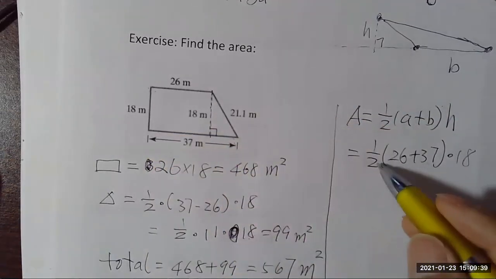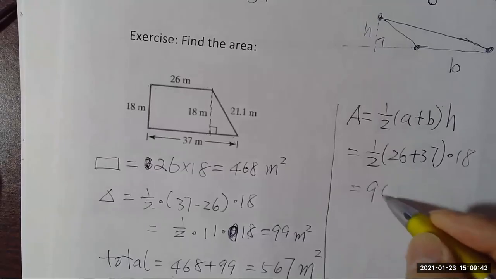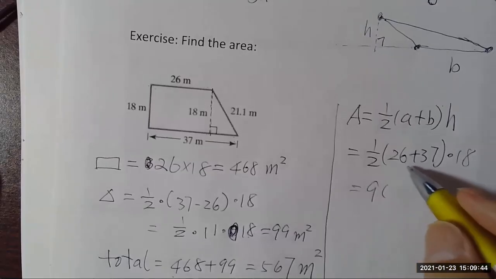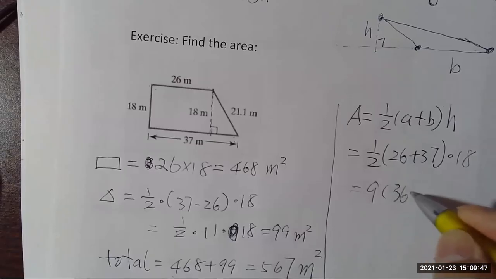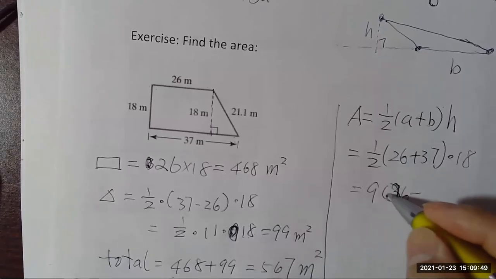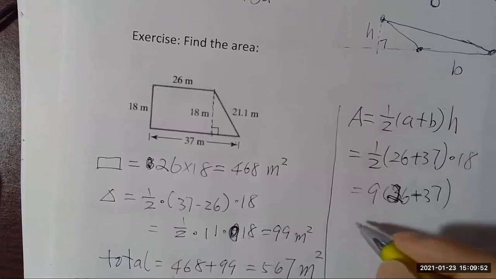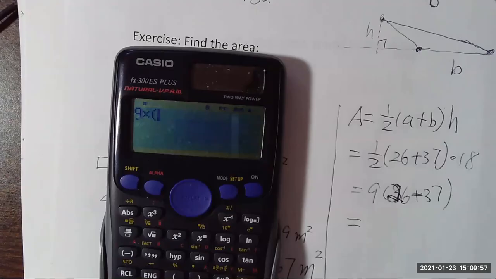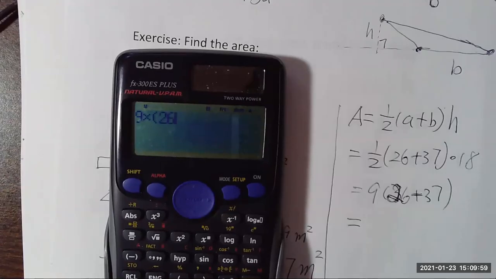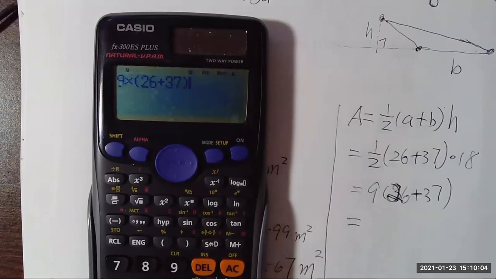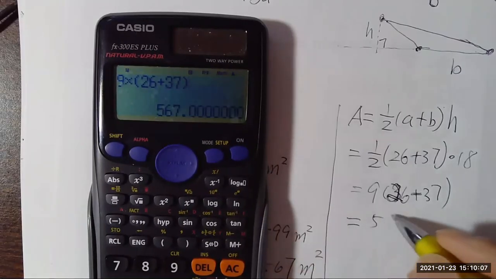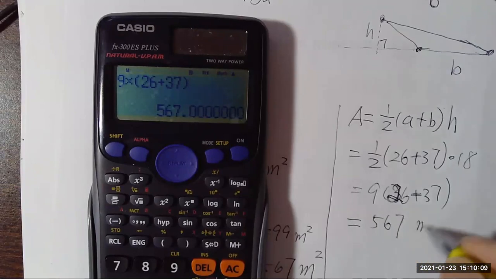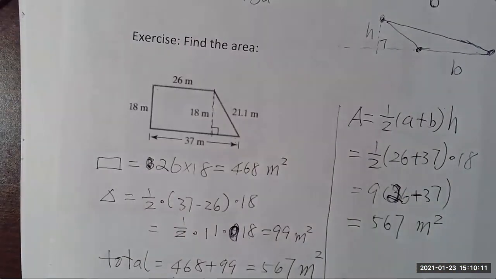So 18 divided by 2, that's 9. So basically, we are going to use 9 times 26 plus 37. Let's use our calculator. So 9 times parentheses 26 plus 37. Yeah, everything is right. Equals 567. It's supposed to be the same. So we just got the exact same answer, right?